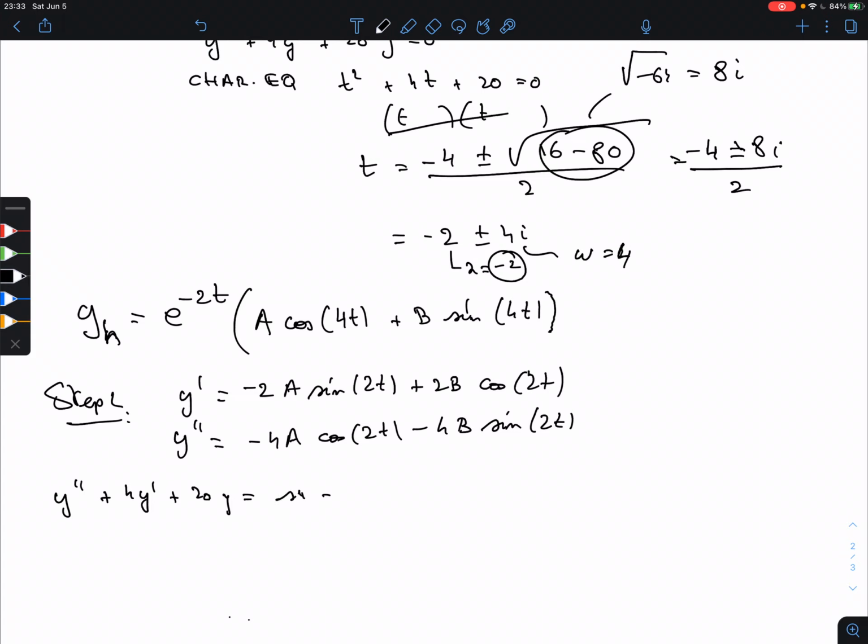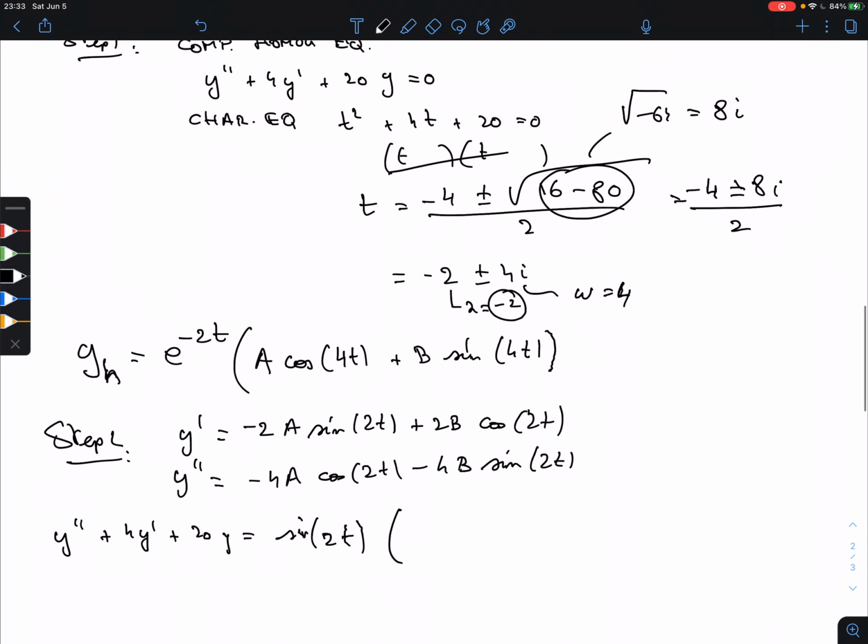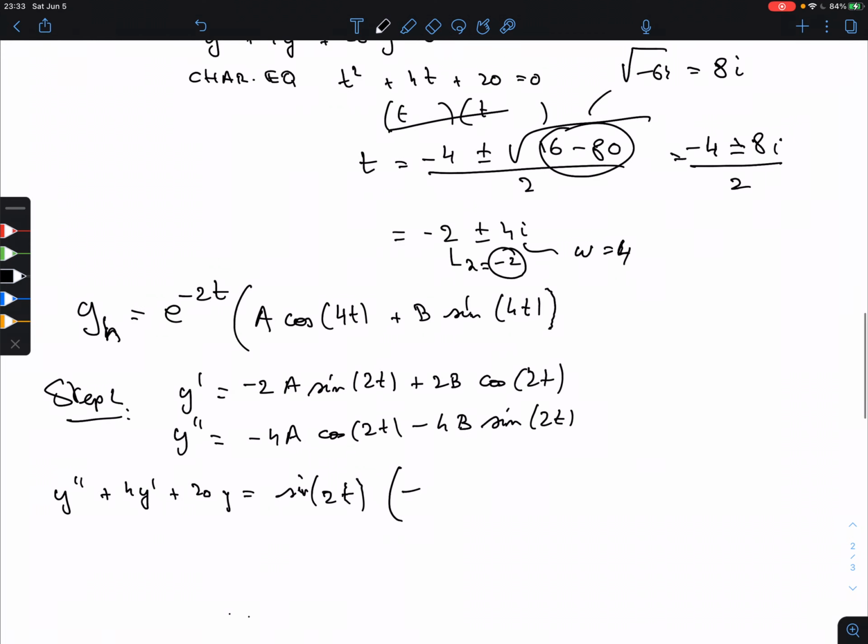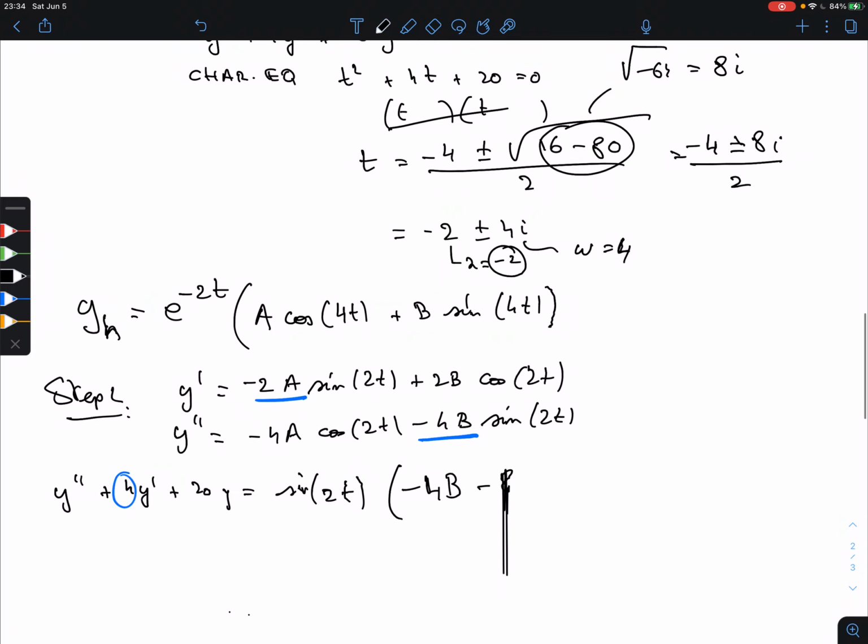So let's look at what the terms of sine 2t are. There is one coming from each contribution. From y double prime we have a minus 4b. From y prime we have minus 2a, but we have to multiply this with 4, so this is minus 8a. And then from y itself, we have to take that 20 times, so that is 20 times b.